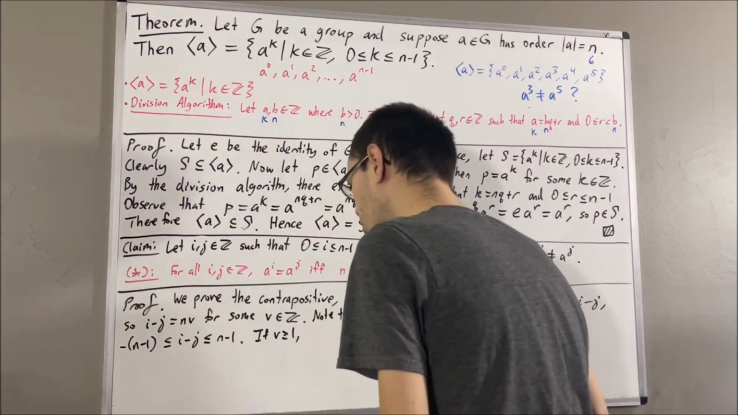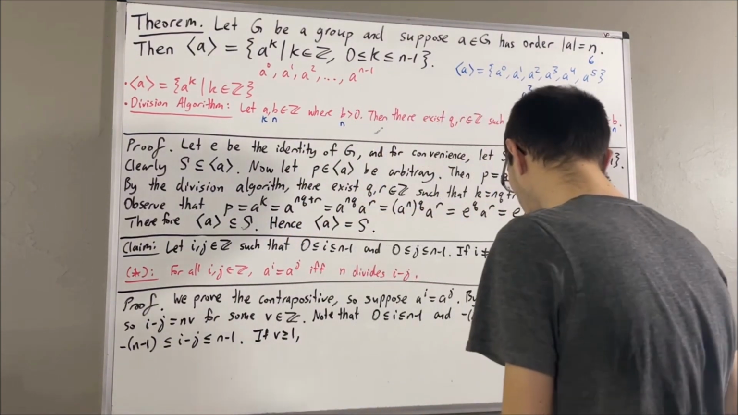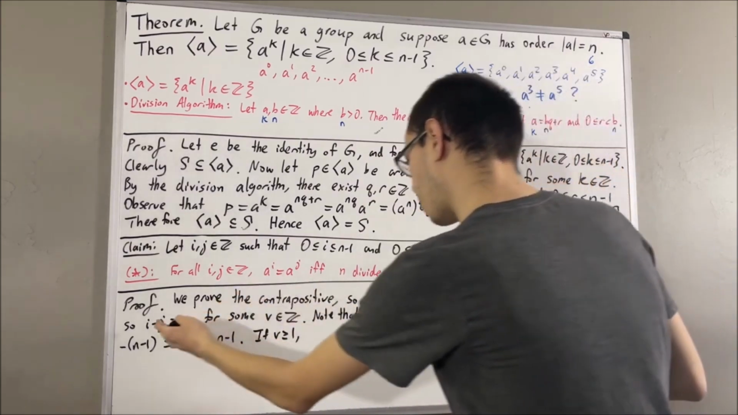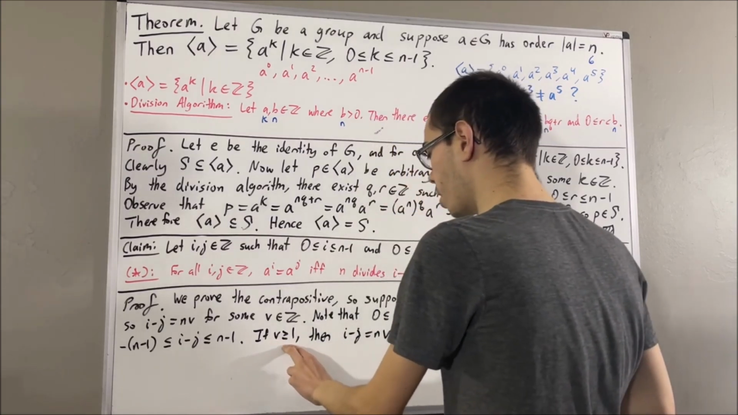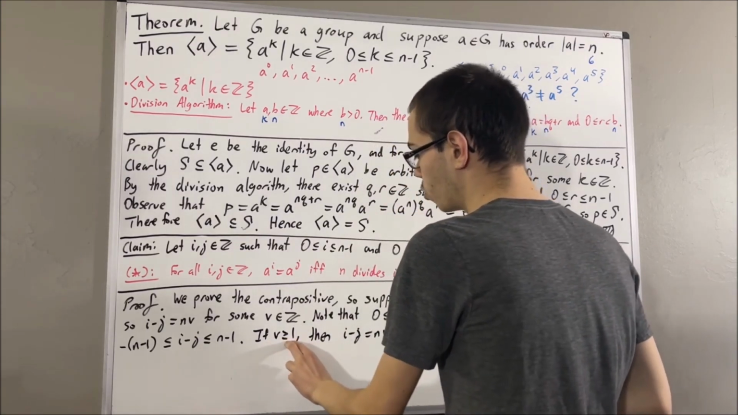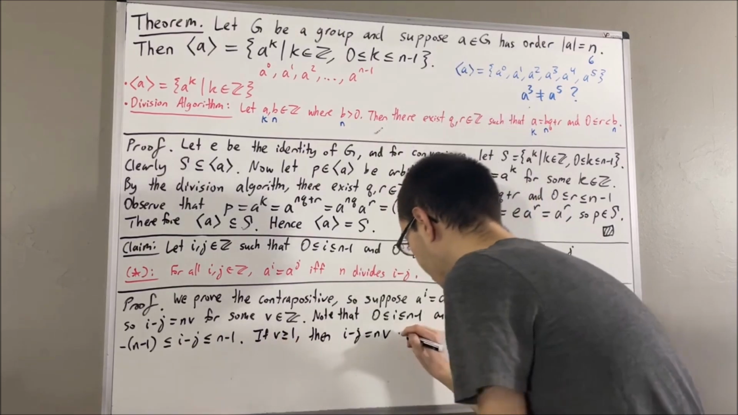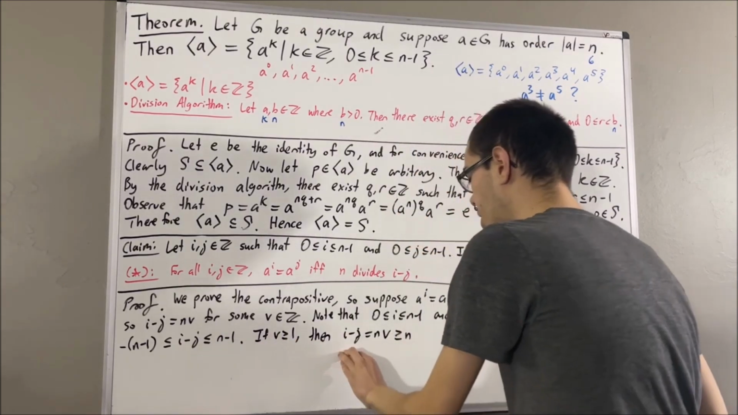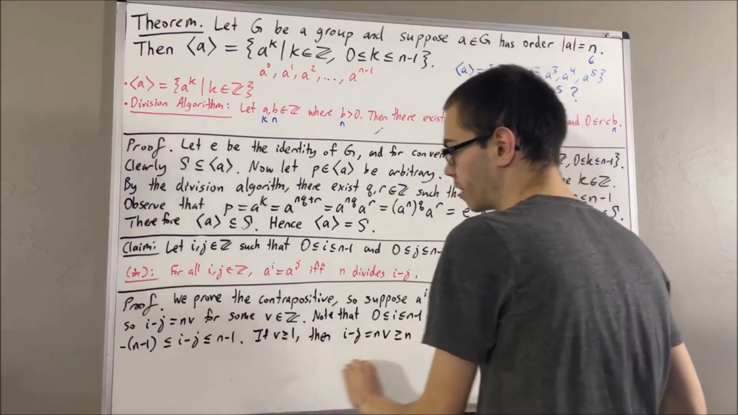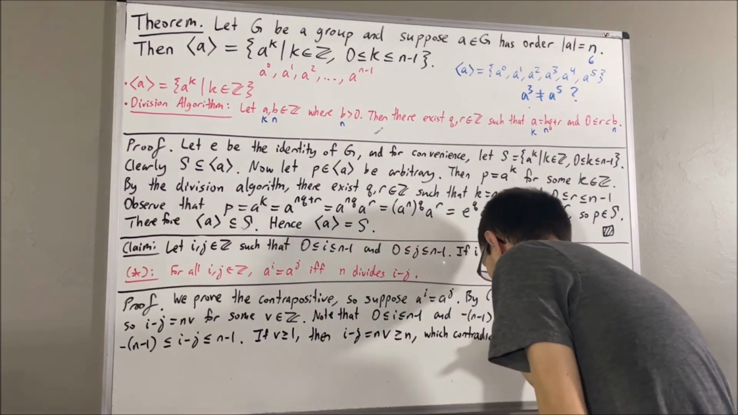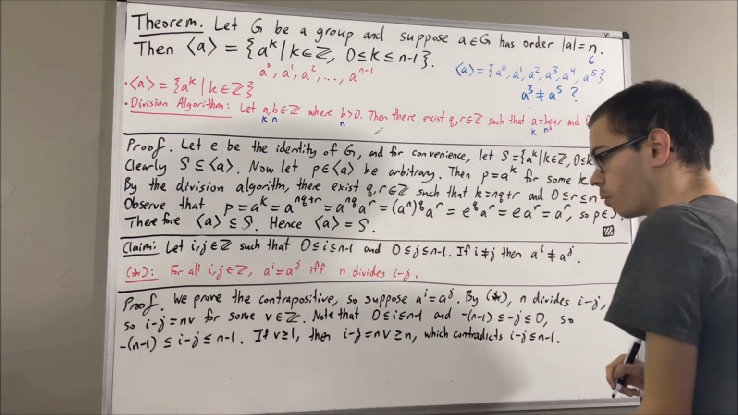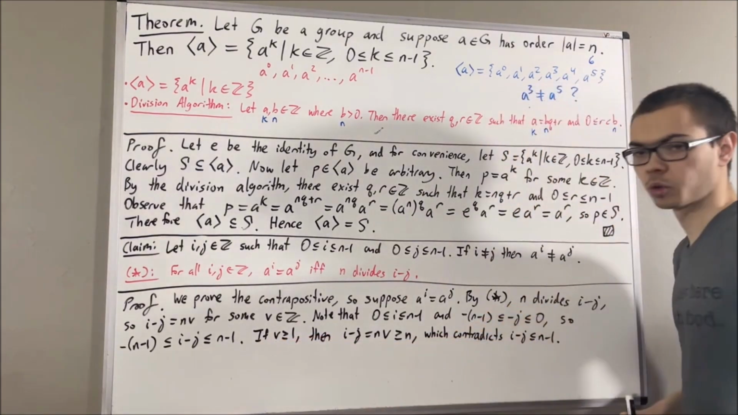So let's eliminate the possibilities that v is greater than or equal to 1 and v is less than or equal to -1. So what goes wrong if v is greater than or equal to 1? Well, we know that i minus j is equal to nv. Since v is greater than or equal to 1, if we multiply n on both sides, we get nv is greater than or equal to n. So i minus j is greater than or equal to n, but that contradicts the fact that i minus j is less than or equal to n minus 1. So we've eliminated the possibility that v is greater than or equal to 1.